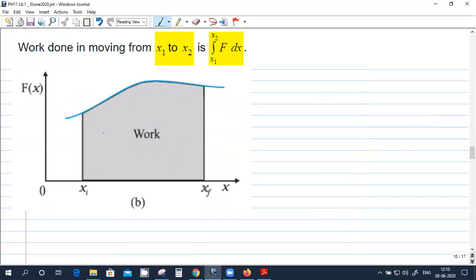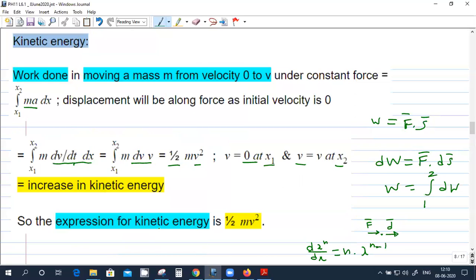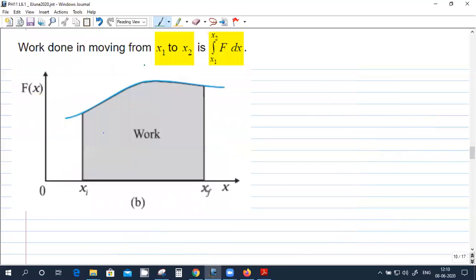Here the interval is a finite element delta x. And when delta x tends to 0, the interval will be very, very small, and this thing will become a smooth curve. This area will be exactly the area under the curve. So the work done is the integral from x1 to x2 of F dx when the force is non-uniform.